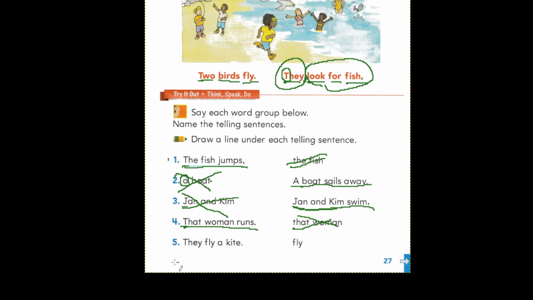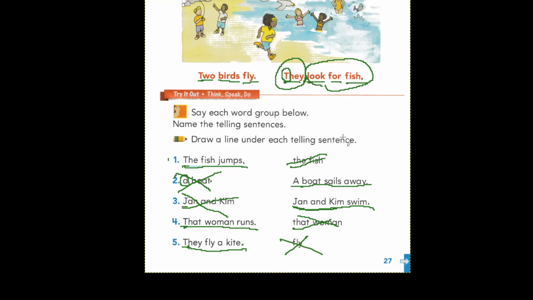Now let's look at number five. They fly a kite. So look here. We have our uppercase T, and we have our period. So look, this fulfills what we need for a telling sentence. And that's really easy, right? And there's our subject, they, and there's our action, fly a kite. Very good. See how easy that is?